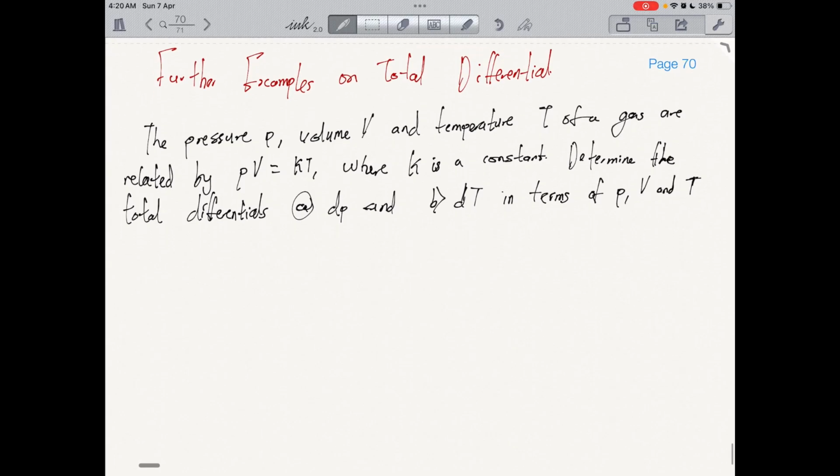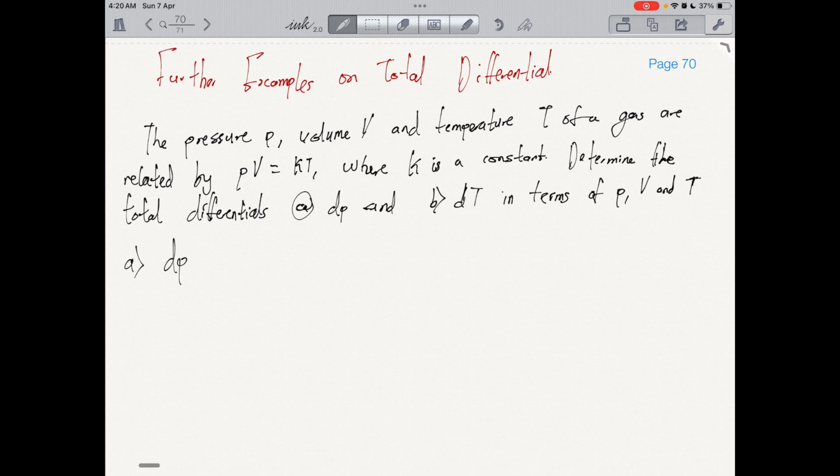Let's take a look at this example on total differential. It says the pressure P, volume V, and temperature T of a gas are related by PV = KT, where K is a constant. Determine the total differentials dP and dT in terms of P, V and T. Okay, let's begin with dP.